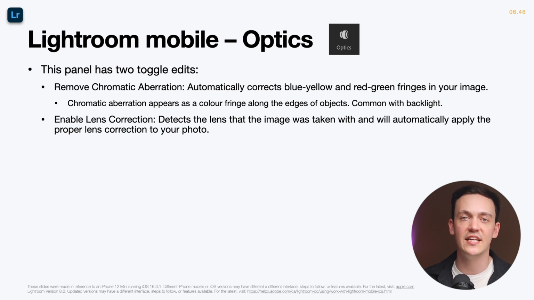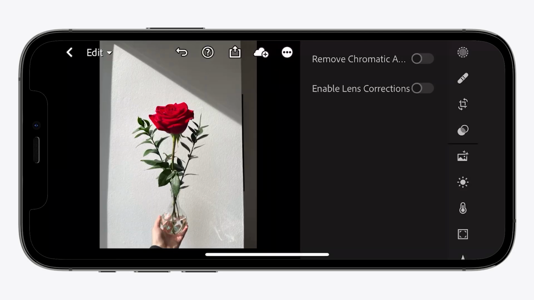The next tool is Enable Lens Correction. This tool detects the lens that the image was taken with and will automatically apply the proper lens correction.